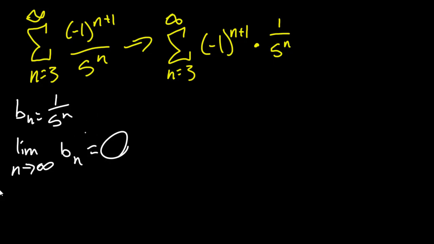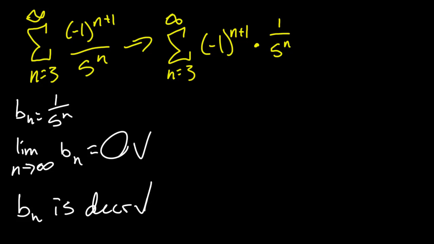And b sub n is clearly a decreasing series. I mean, we can just plug in some n for it. We're starting at 3. But 1 over 5 to the third, and then 1 over 5 to the fourth, and then 1 over 5 to the fifth. Every time n gets larger, our actual fraction gets smaller. So we do have a decreasing series here. So we'll say b sub n is decreasing, and we've met all of the criteria we needed.